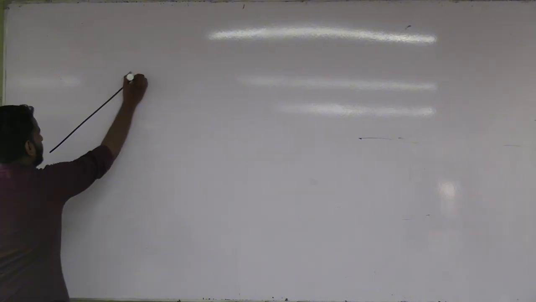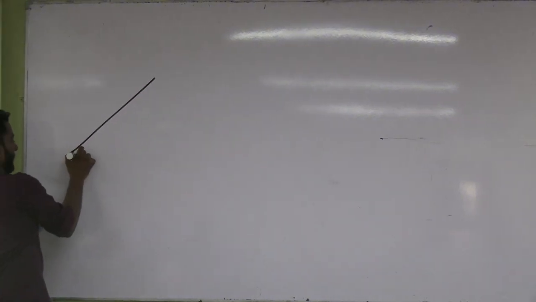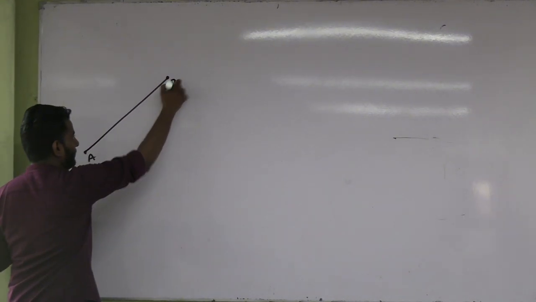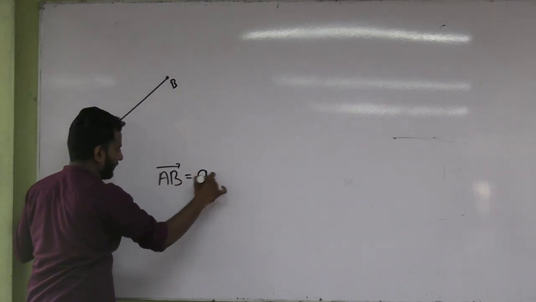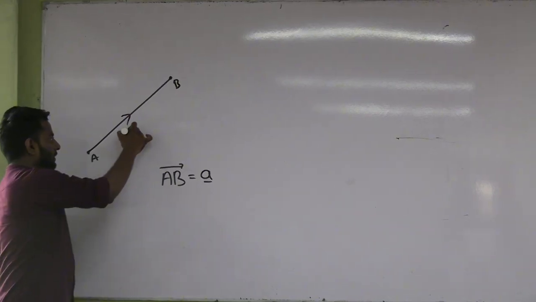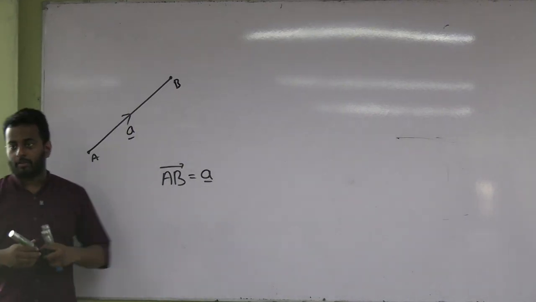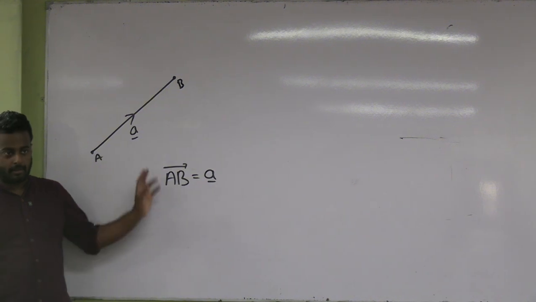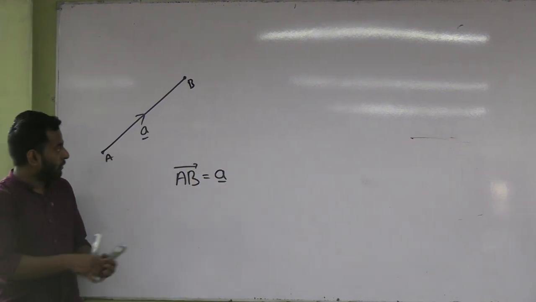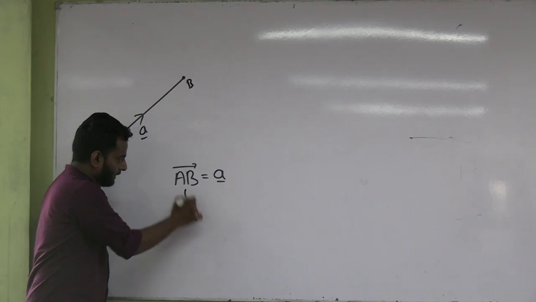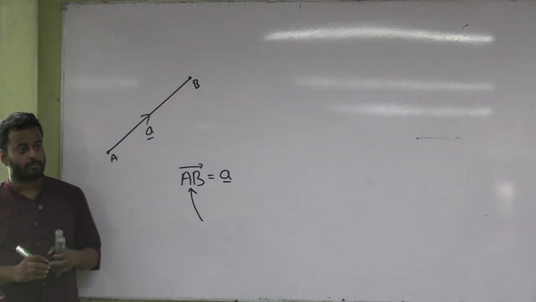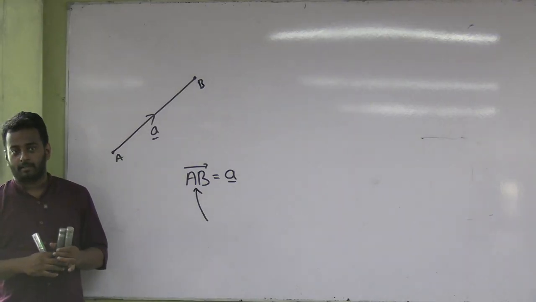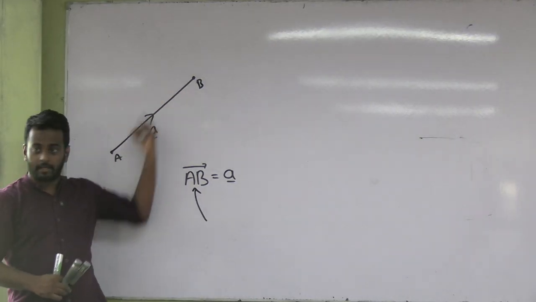Okay. So now just look at the board. We have a vector capital AB. So I write the vector AB is equal to simple A. Now if we move on to the theory, we said a vector has a magnitude and a direction. What represents the direction of this vector AB? The arrow, right? Which means the direction of the line AB.